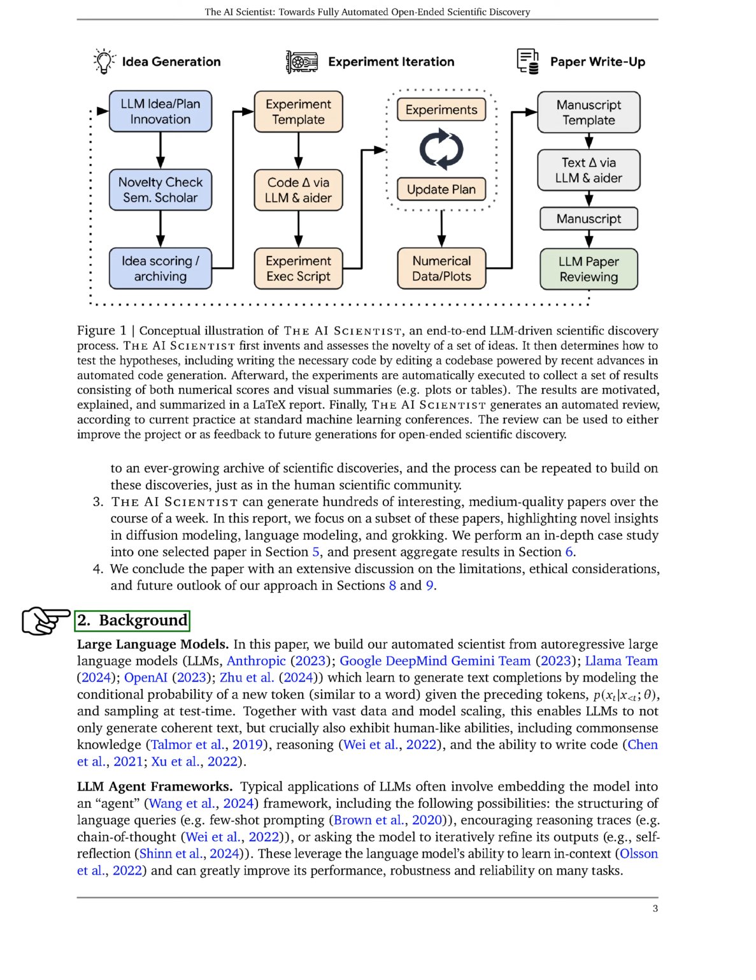Section: Background. In this section, we discuss the background of our automated scientist, which is built using autoregressive large language models, LLMs. These models learn to generate text by predicting the next token based on previous ones, allowing them to produce coherent text and demonstrate human-like skills such as common sense reasoning and coding.